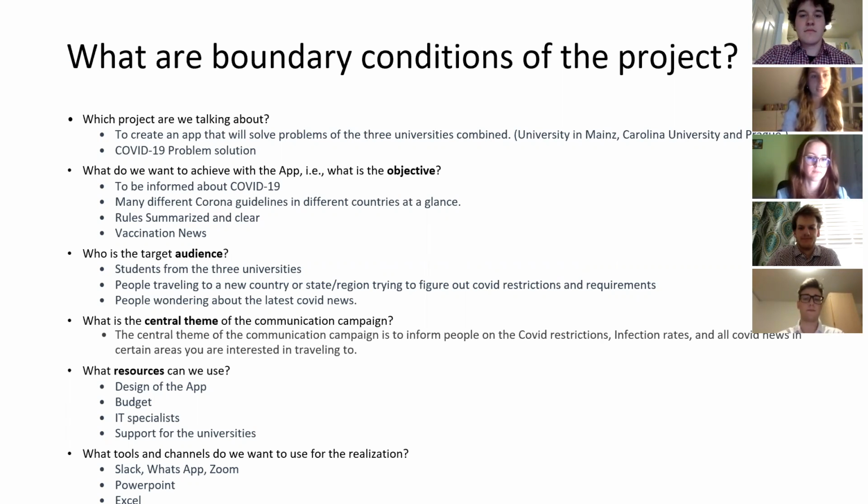Our target audience is primarily students at the 3 universities, but also people who are traveling to a new country or state, trying to find out what COVID restrictions and requirements apply, and people who want to find out about the latest COVID news. What is the central theme of the communication campaign? The central theme of the communications campaign is to inform people about COVID restrictions, infection rates, and any COVID news in specific areas where you plan to travel.